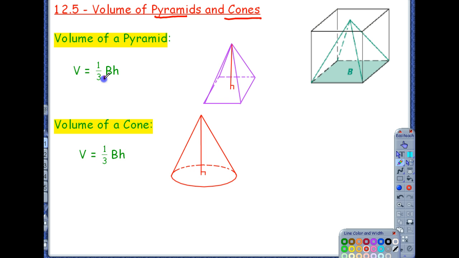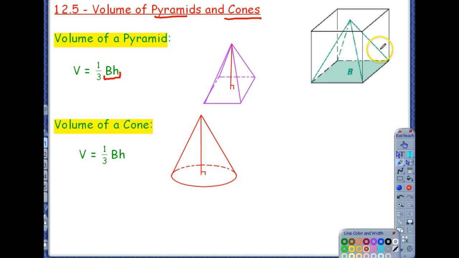Now, we've already seen the base area times height idea. That was involving either a prism or a cylinder. Now, notice they're saying take a third of that. Here's a great example of why it's a third, not exactly where we got the third part, but just to give you a visual.